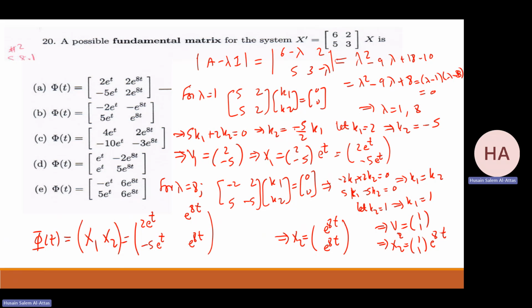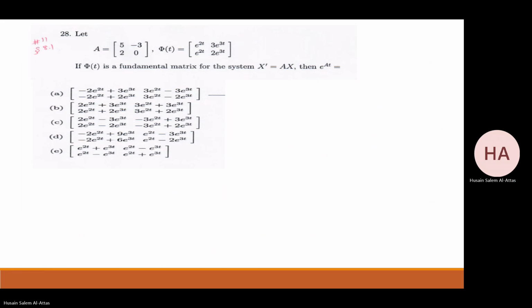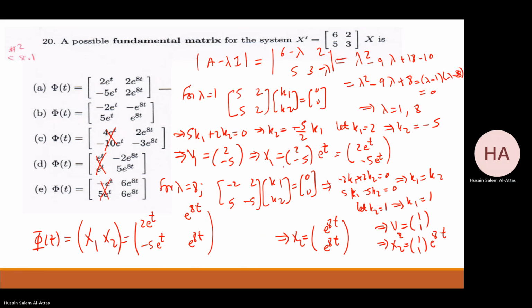Okay. This is wrong. We know that each solution and any scalar multiple of it is also a solution. So multiply by minus here in x1, or it can be minus 2e^t, 5e^t. You multiply by a minus sign. You can multiply by any number. So this is okay, but this is wrong.